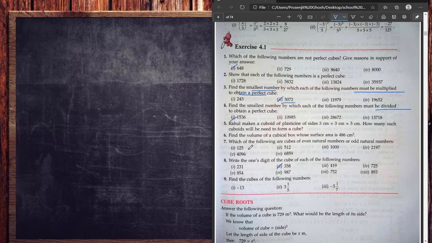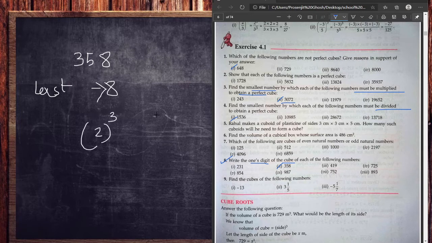Now coming to this one. That is number 8. In number 8, you can see that you have to show the ones digit of the cube. That is very simple over here. You have to check the last digit of this sum. Suppose I'm taking 8 part 2, that is 358. What is the last digit? That is 8. So 8 is a perfect cube of 2. So you can say that the cube will also end with the number 2. So that is the ones digit.